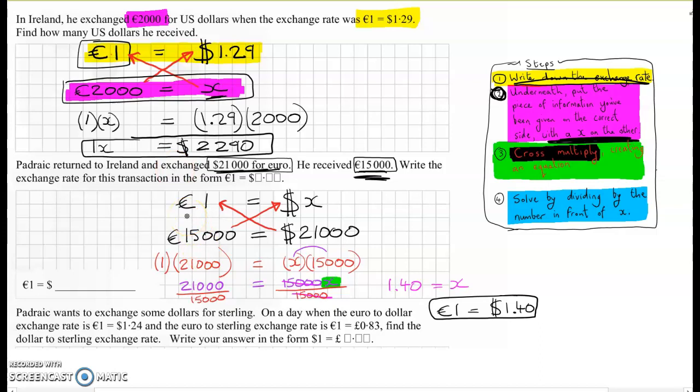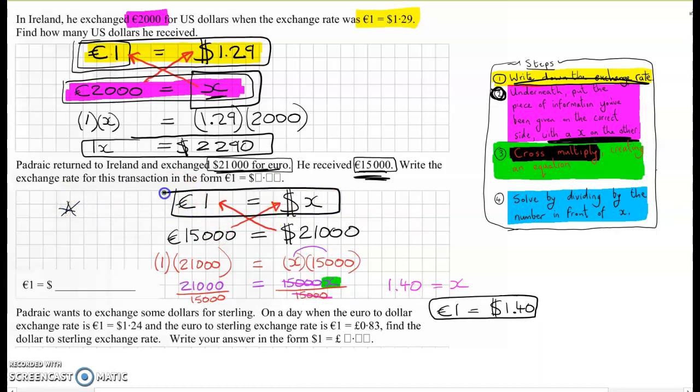The only difference was that in the first one we were given the exchange rate and we were missing the sum of money that would get you. Whereas in this second one, we weren't given the full details about the exchange rate, but we were given all the details about the money that he had. So it was just the same thing. The X, though, was up here instead of being down here. But you still cross-multiplied, and you still got X on its own to figure out the exchange rate.